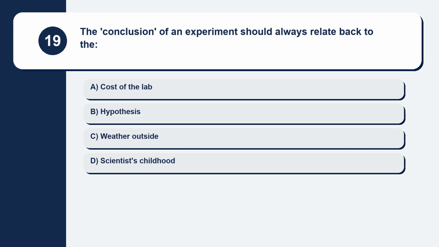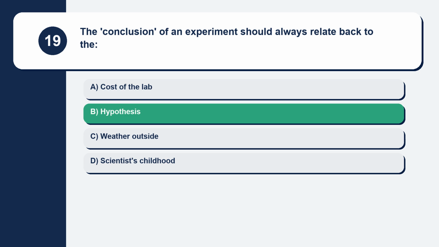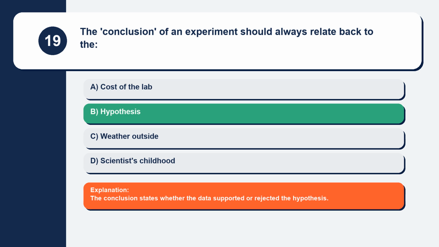Question 19. The conclusion of an experiment should always relate back to the cost of the lab, the hypothesis, whether outside scientists, the scientist's childhood. The conclusion states whether the data supported or rejected the hypothesis.